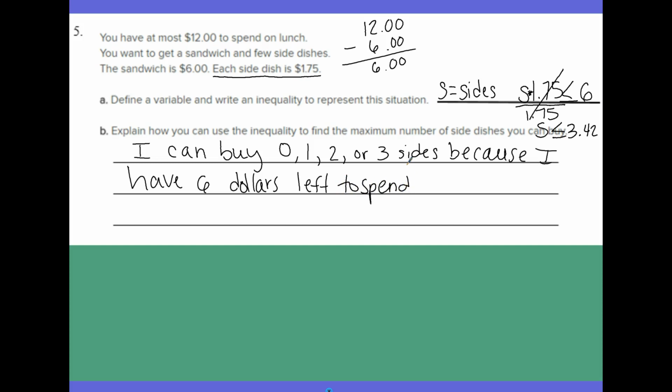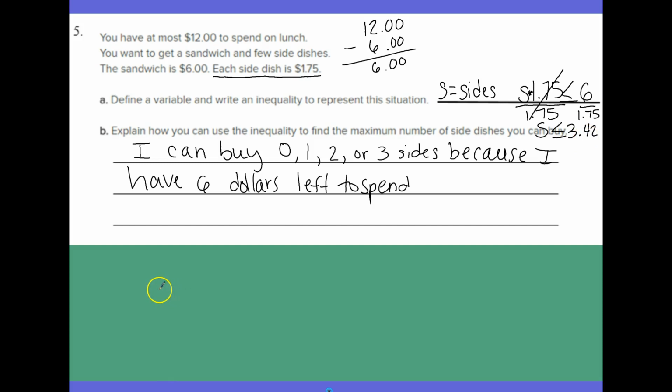After I buy my sandwich, we know that each side costs $1.75. I got the number 3 because I solved my inequality. When I divided, I also divided 6 by 1.75. When I divide on one side, I have to divide on the other side. So 6 divided by 1.75 equals 3.42. That's how I know that I can get up to 3 sides.